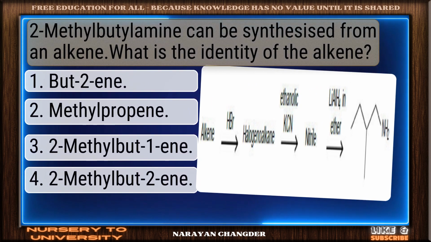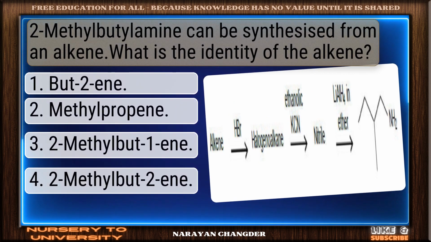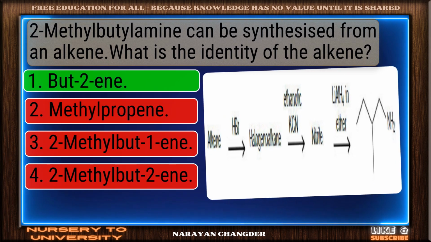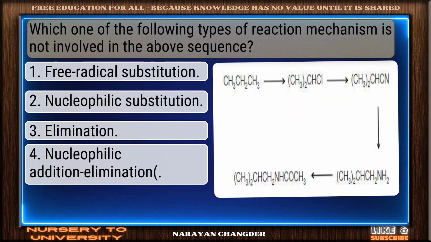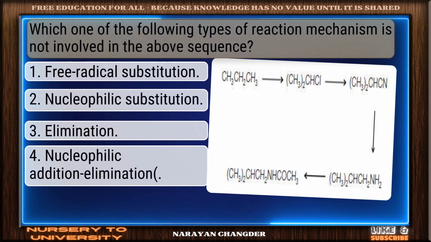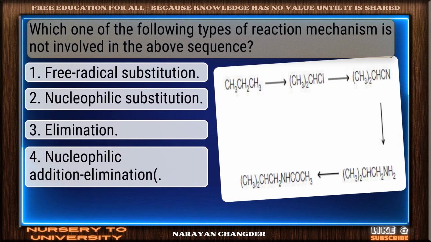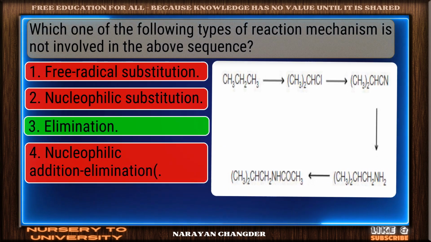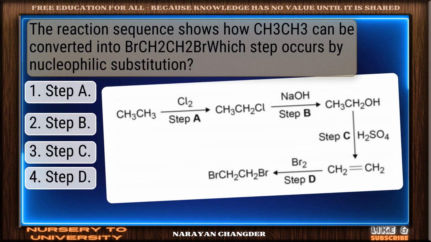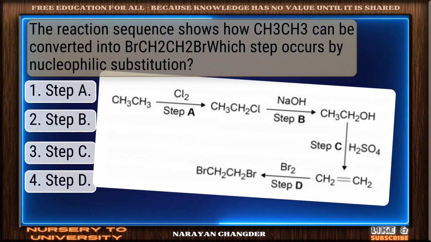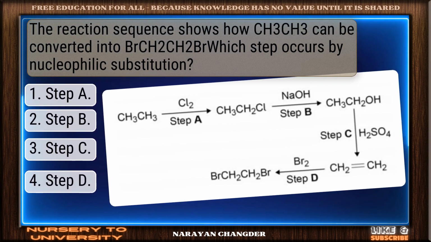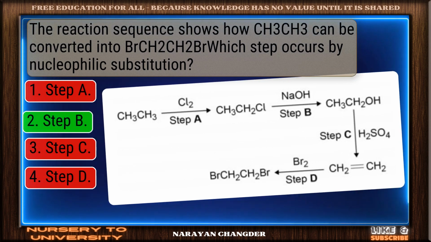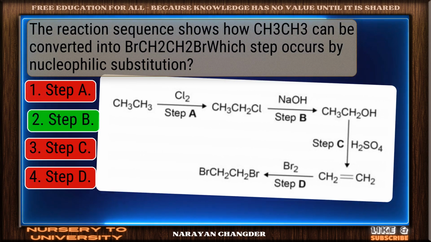2-methylbutylamine can be synthesized from an alkene. What is the identity of the alkene? Nicely done, 2-methylbut-1-ene is a solid answer. Which one of the following types of reaction mechanism is not involved in the above sequence? Solid response. Elimination is a valid choice. The reaction sequence shows how C3H8 can be converted into C3H7Br2, which step occurs by nucleophilic substitution? Well reasoned. Step B is the correct choice.